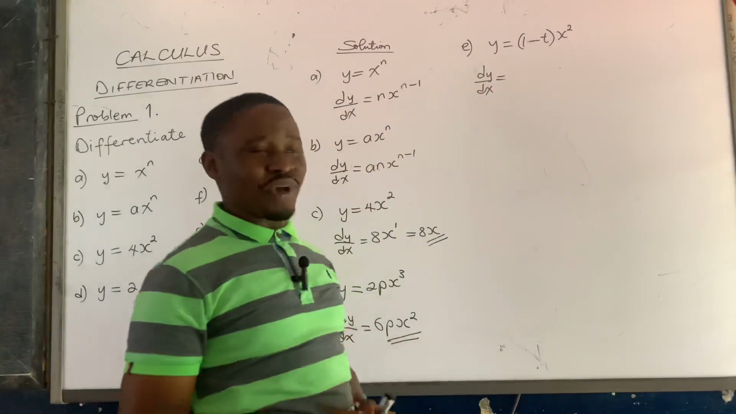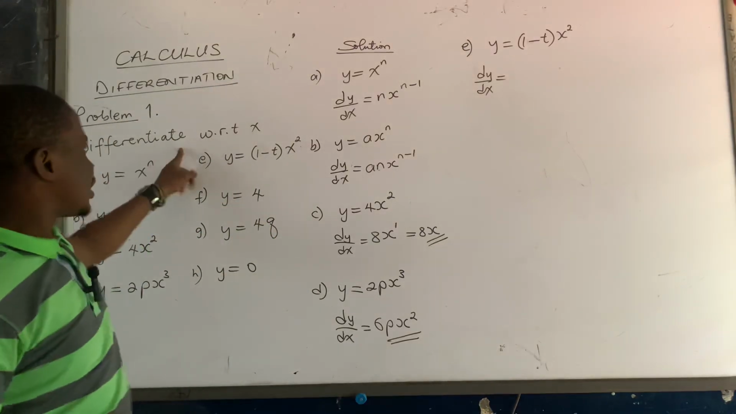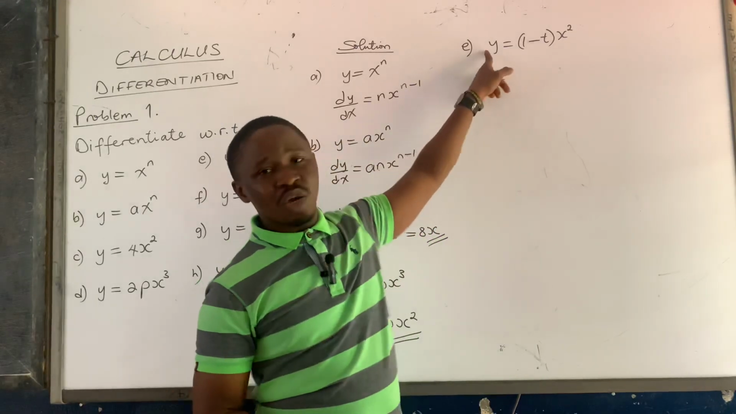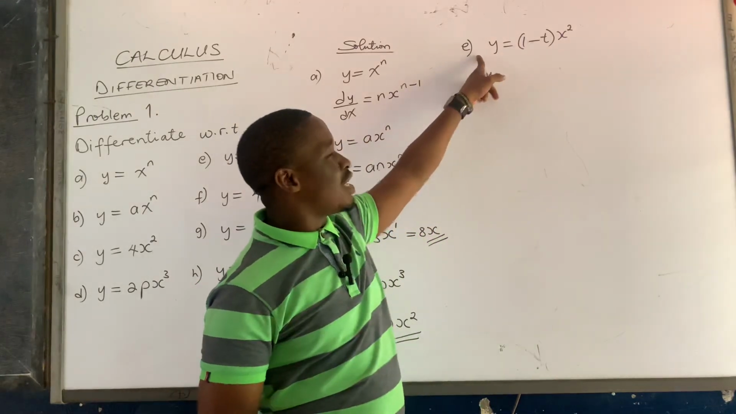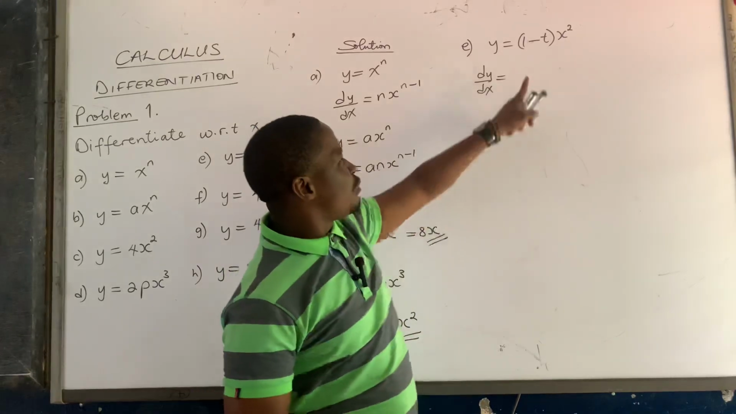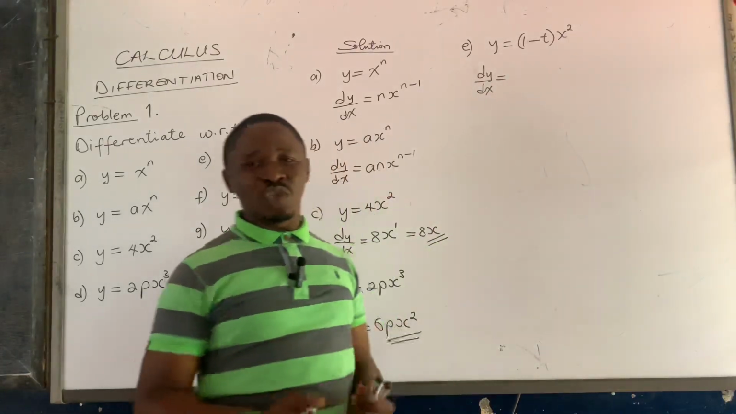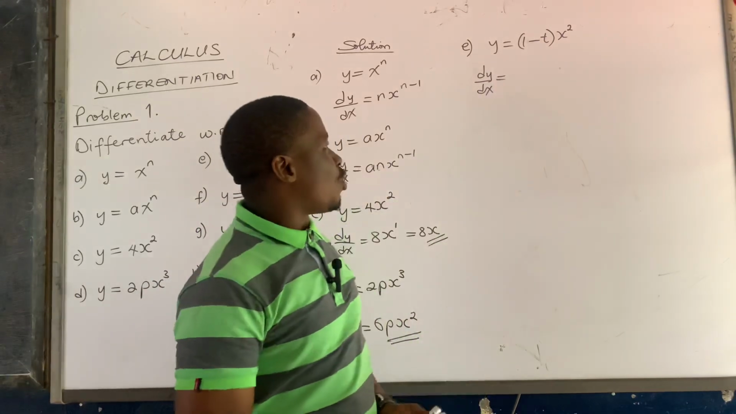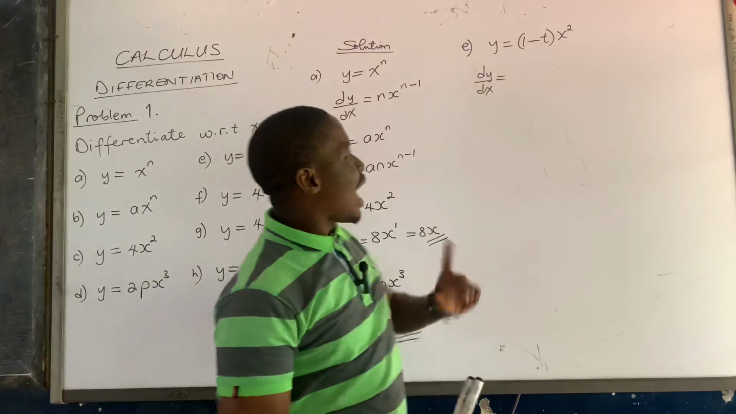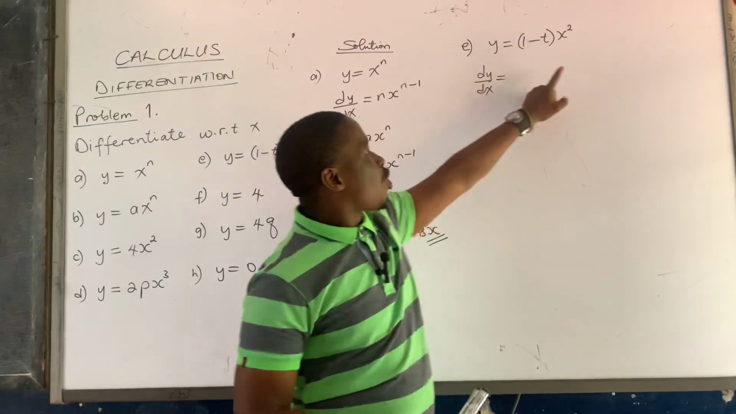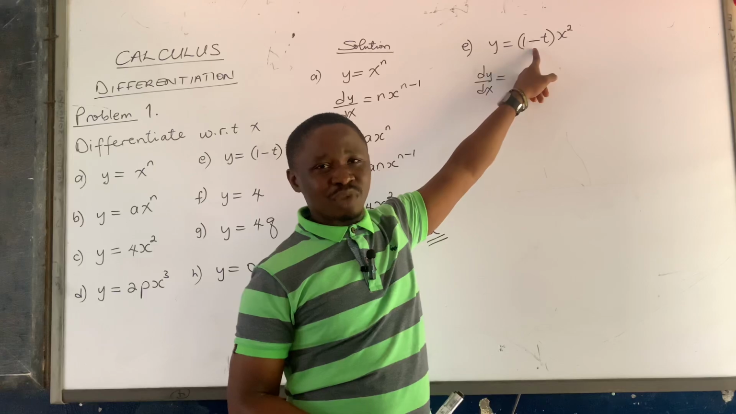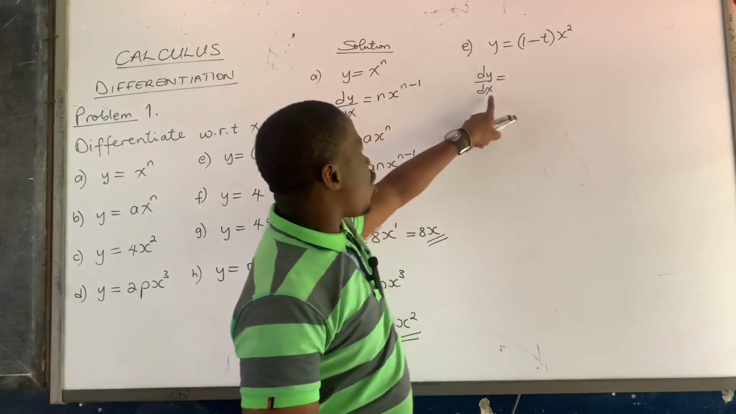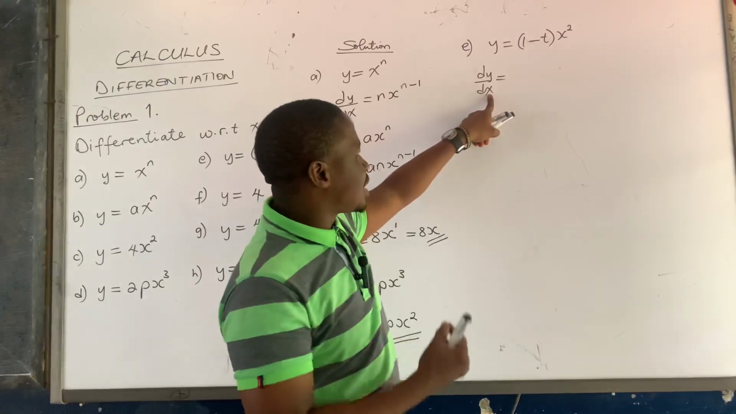How do we know that we want to find dy dx? We are asked to differentiate with respect to x, and this function is represented by y. So we are differentiating y with respect to x. Even if you see 1, you see t, all of those are constants as far as this function is concerned. What we need to identify here is the power, which is 2, and the coefficient, that is 1 minus t.